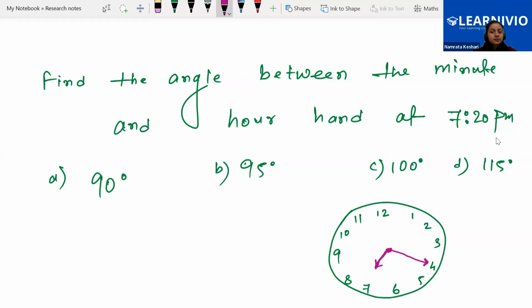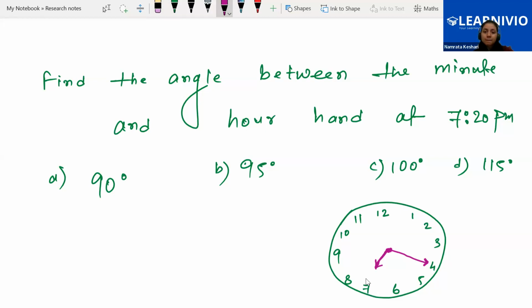Try it. Ma'am, it's 90 degrees. Is it 90 degree? Is it so? Yes. Just a second, let's check it. Minute hand, we are sure that the minute hand is at 4. Okay, the hour hand, exactly it will be at 7, Alina. At 7:20 p.m. exactly it will be at 7.